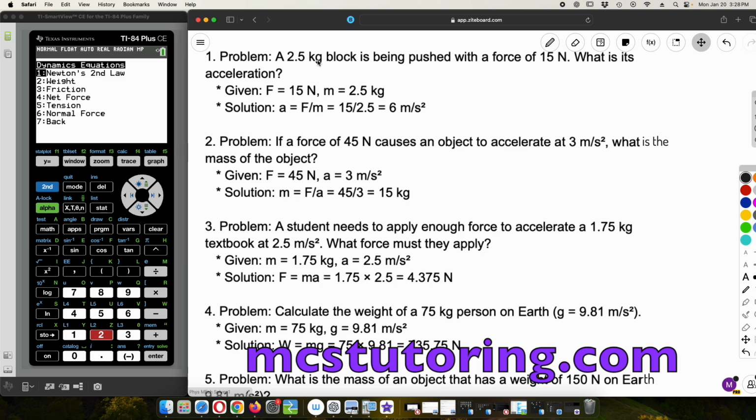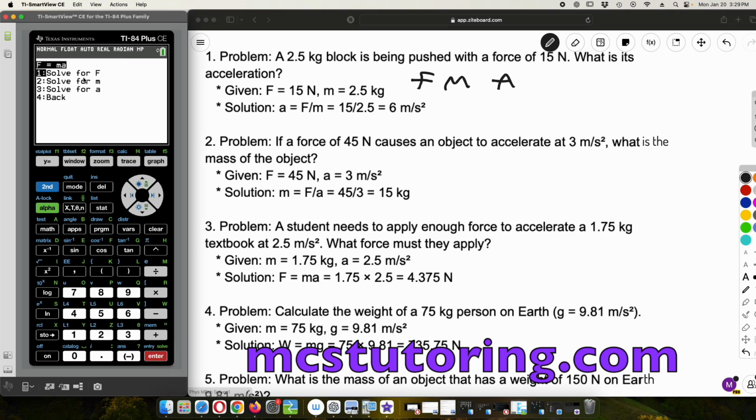First problem: a 2.5 kilogram block is being pushed with a force of 15 newtons. What is its acceleration? So you probably would want to write down your givens: the force is 15 newtons and the mass is 2.5 kg, and it's looking for a. So we've got F, m, and a. In dynamics, that's going to be Newton's second law.